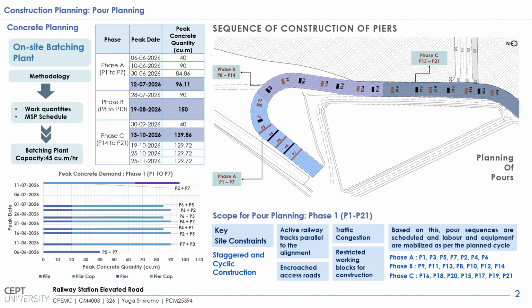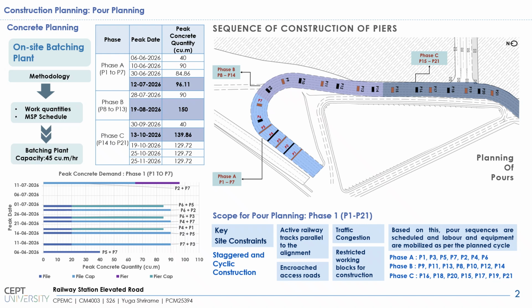Whatever the planning methodology is for phase 1, the same will be executed for phase 2 and phase 3 as well. So in this slide, we have tried to explain the construction methodology for phase 1. As we have seen earlier, the key site constraints of this site, with the active railway tracks, the enclosed access roads and traffic congestion, have all led to restricted working blocks for the construction.